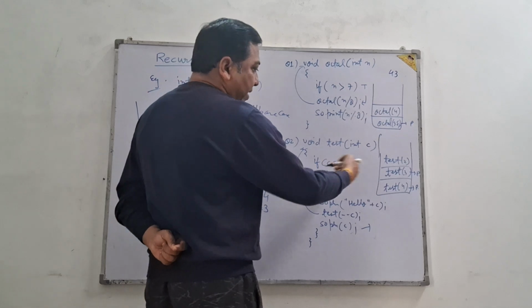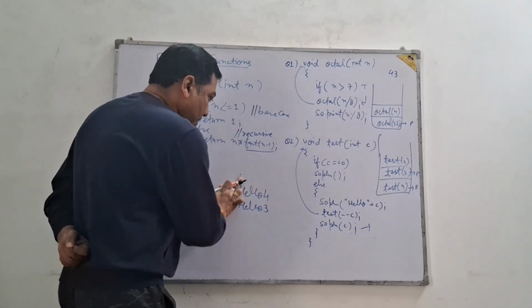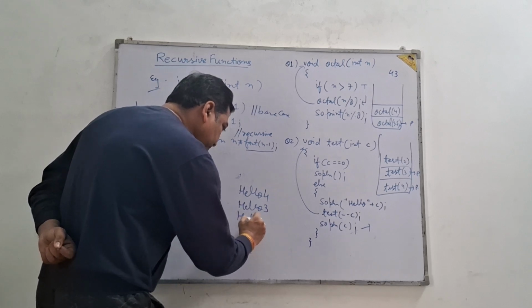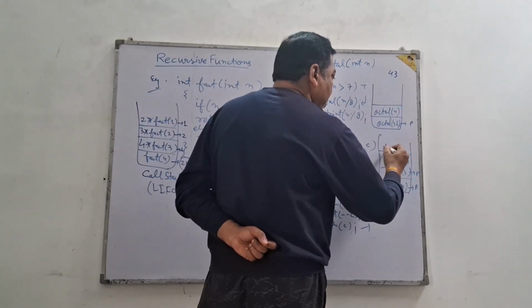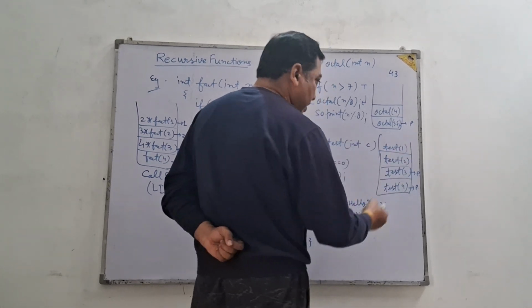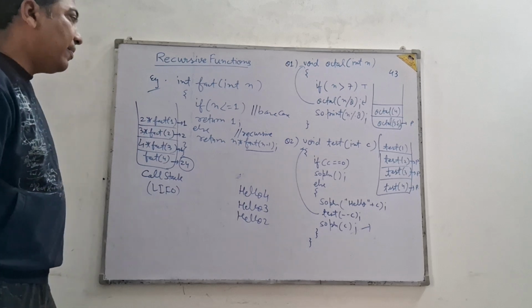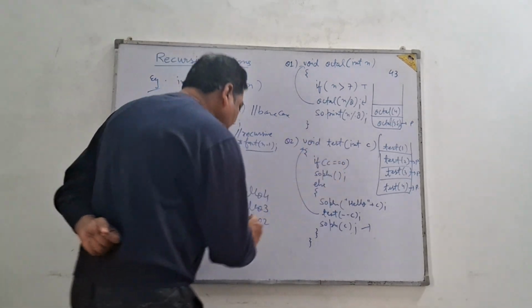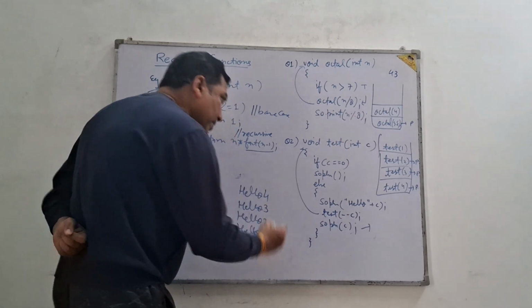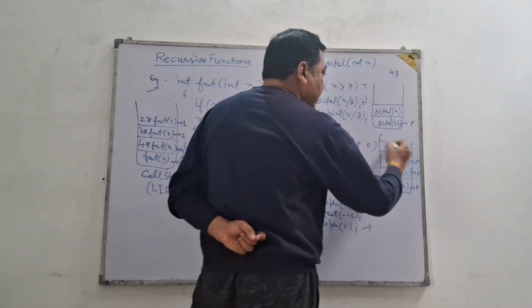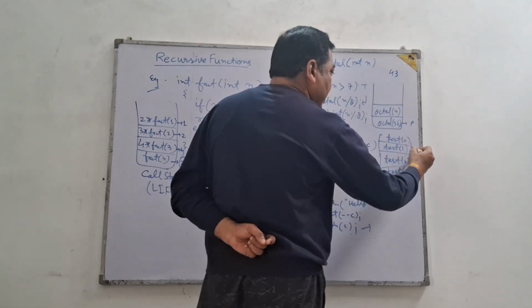Now with 2 you are entering. Condition is false. Hello 2. And another call is there. Test 1. And something is pending. Okay. When you are entering with 1, again condition is false. Hello 1. Okay. And next call is there. Test 0. And something is pending.